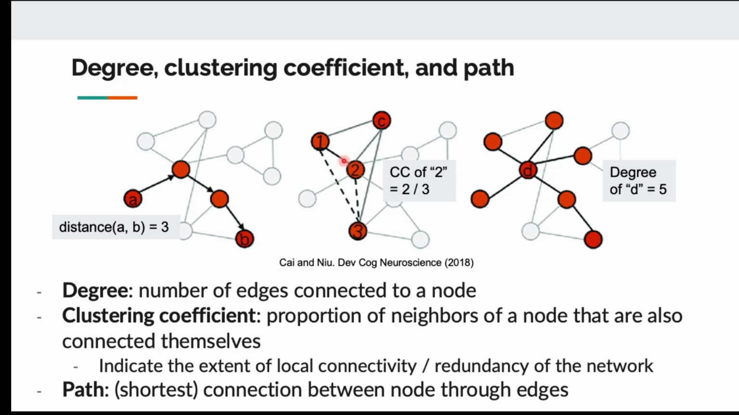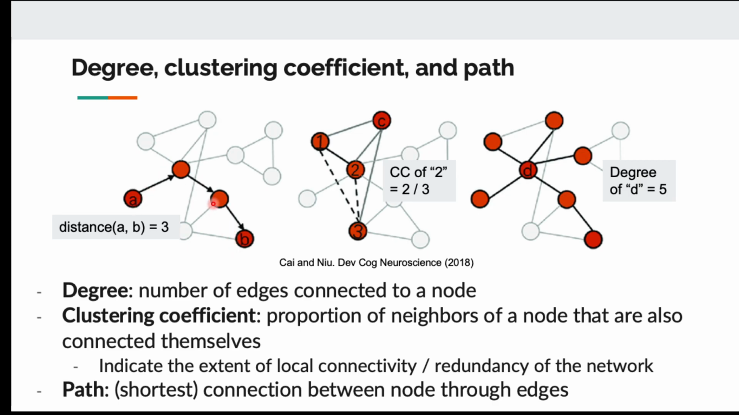A high clustering coefficient might mean it's resistant to perturbation because the other nodes can still operate. If it has a low clustering coefficient, if you disrupt this, you disrupt the connection between all the other nodes. So it might be sensitive to treatment or sensitive to disruption.